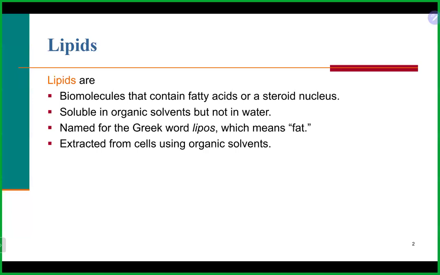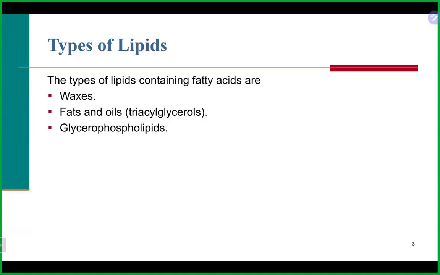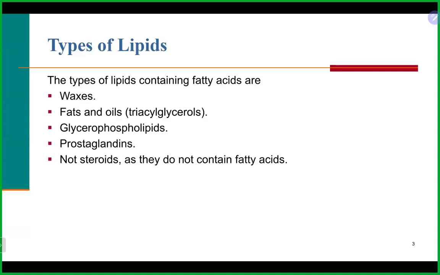They're named basically meaning fat. They're extracted from cells using organic solvents, as they would be related to those really big parts of it. Some types of lipids that contain fatty acids are waxes, fats and oils like triacylglycerols, glycerophospholipids, prostaglandins, and steroids, which again doesn't really contain a fatty acid as part of it, but has more of that steroid nucleus that we will see.